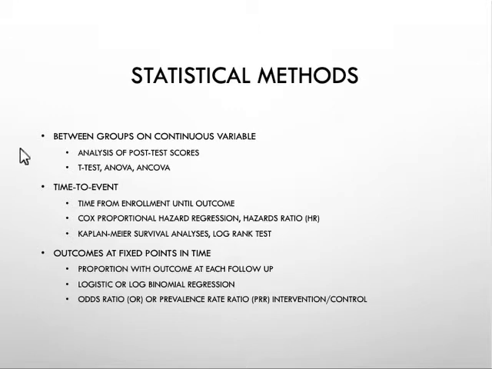For statistical methods, between groups on a continuous variable, we would use analyses of post-test scores. This is going to be the most oft used in our studies. And we would use a t-test, ANOVA, or ANCOVA. And we're looking at the post-test scores, but in an ANCOVA we could control for differences on the pre-test measure.